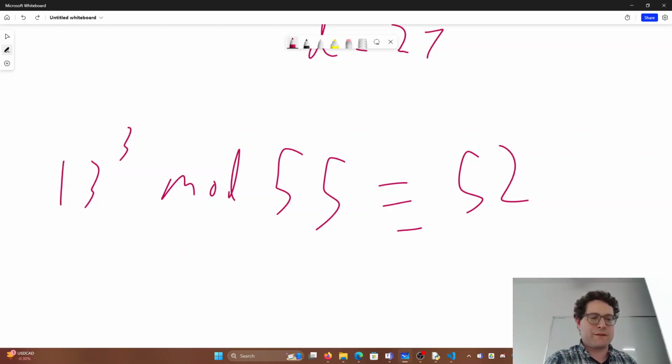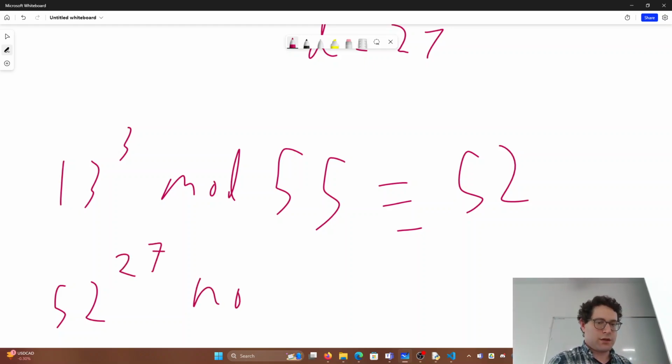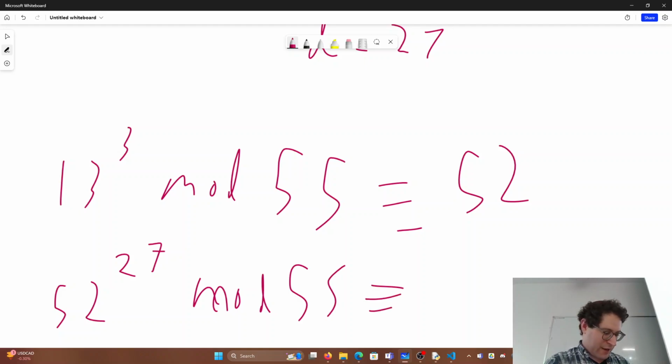Now to decrypt that 52, I would do 52 to my private key, which is 27, mod 55, and the math works out that this actually turns out to be 13, which is the message we originally sent.